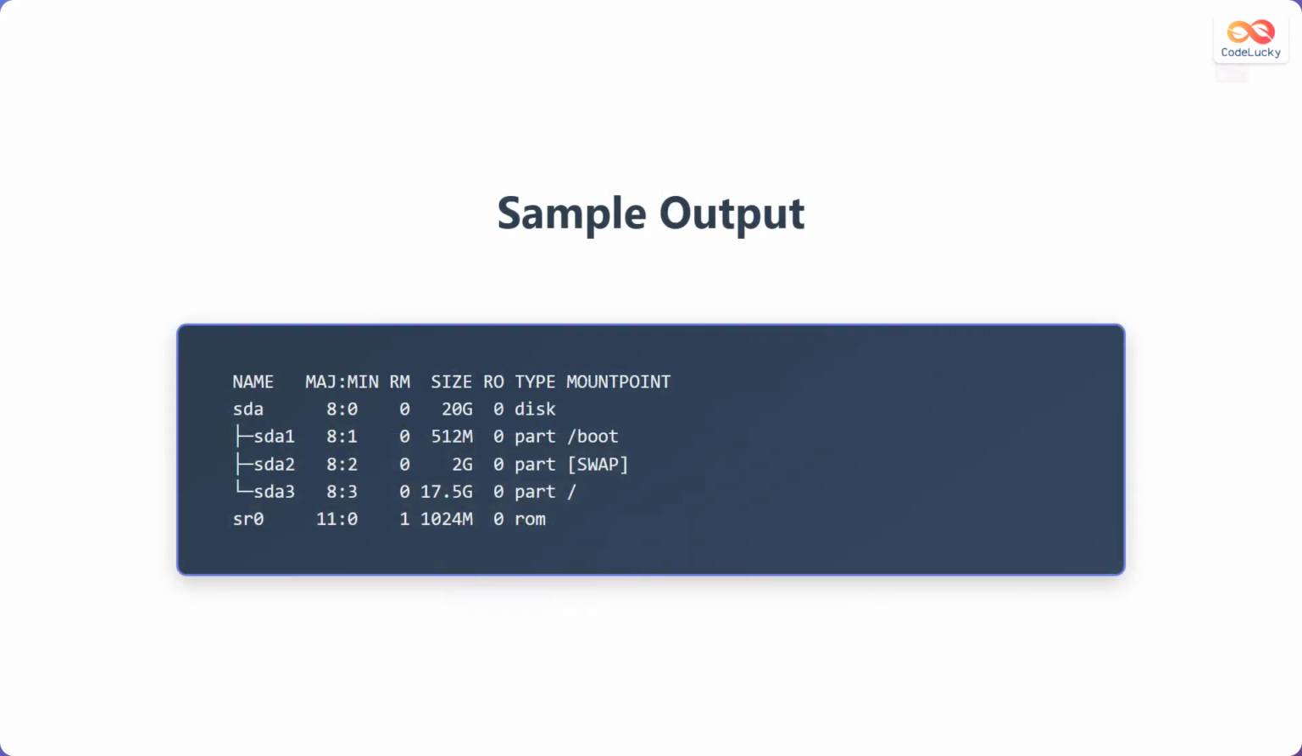Here is a sample output of the lsblk command. The output shows the name of the device, major and minor numbers, whether it is a removable device, its size, whether it is read-only, the type of device, and where it is mounted. For example, sda1 is a partition mounted on the boot directory, sda3 is mounted on the root directory, and sr0 is a read-only memory.